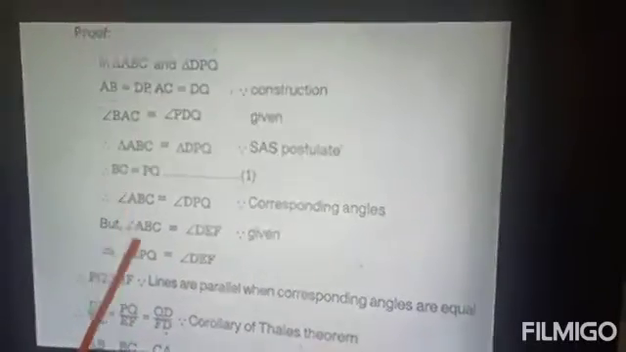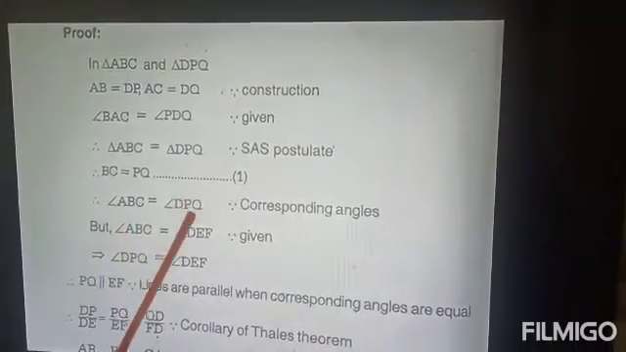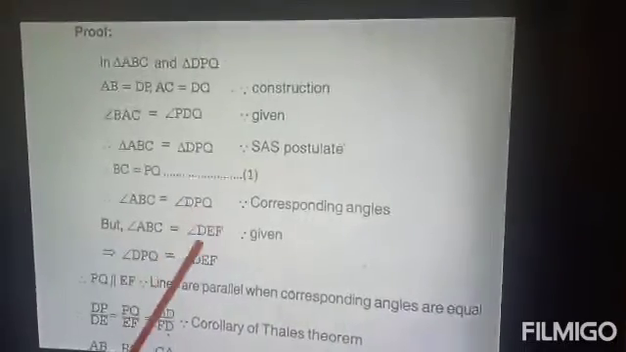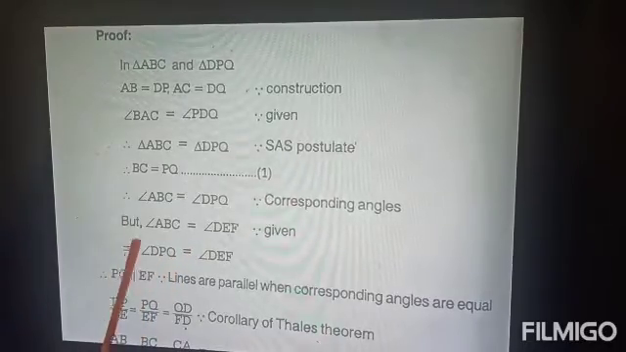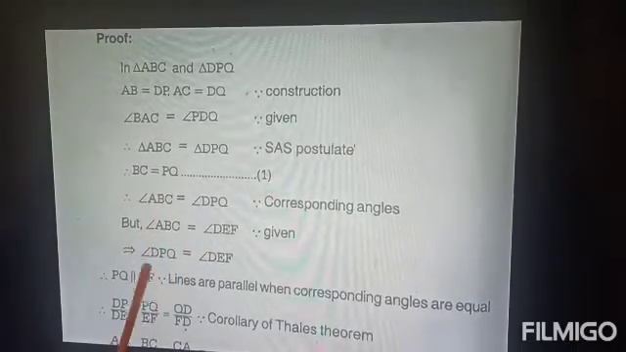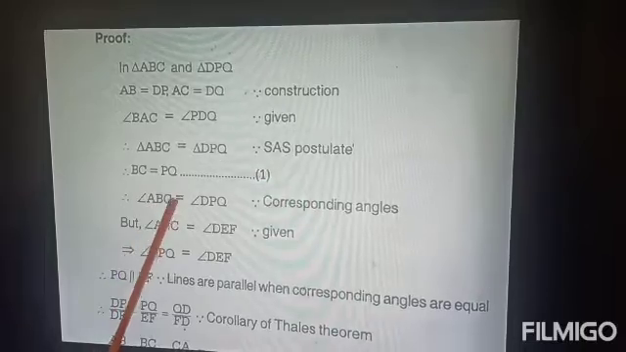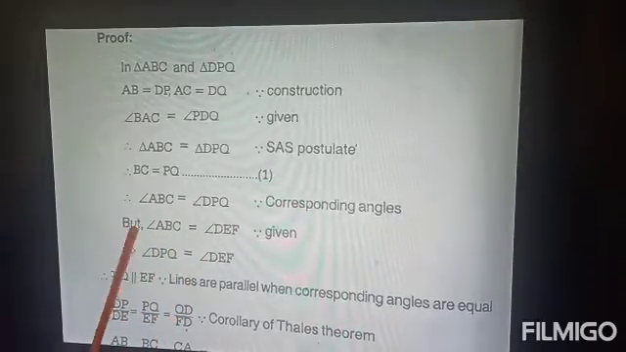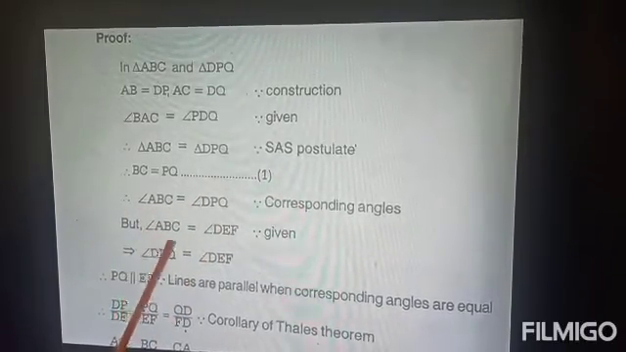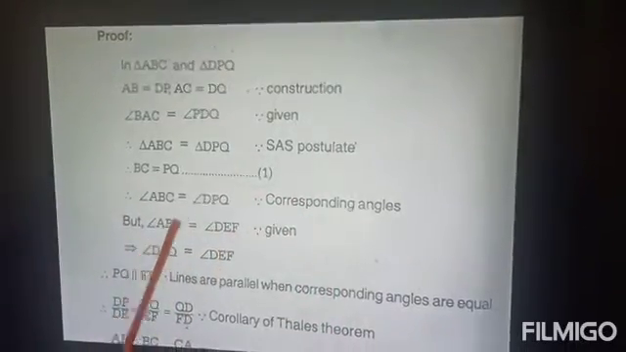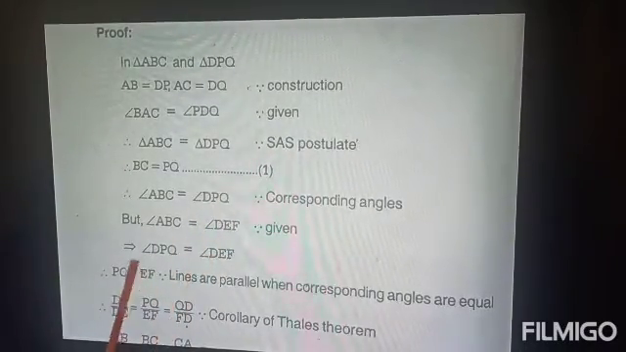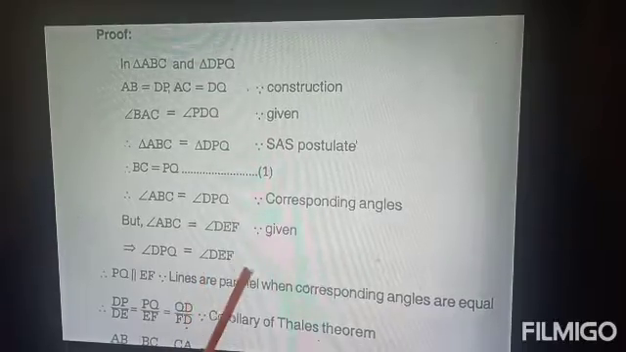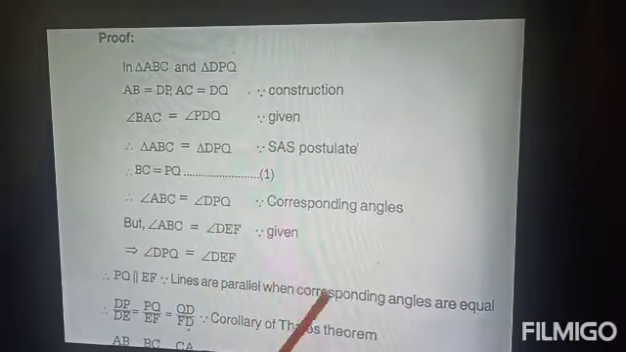See, both the left sides are equal. Therefore, both the right sides will be equal to each other. Equal things are equal to one another. Angle ABC is equal to angle DPQ, and the same angle ABC is equal to angle DEF. Both left sides are equal, therefore we can say both right side angles are also equal to each other. This is because of axiom 1.